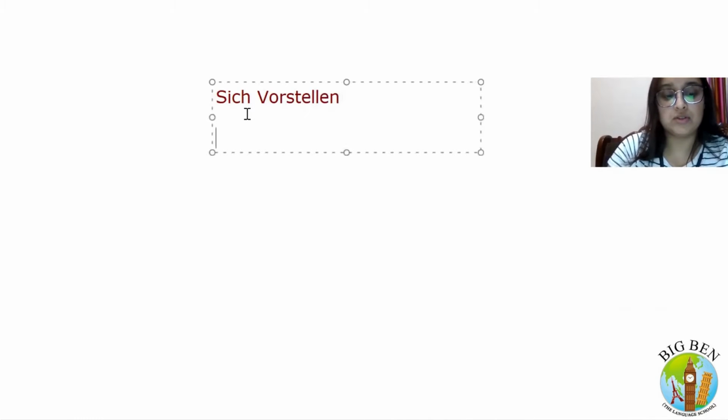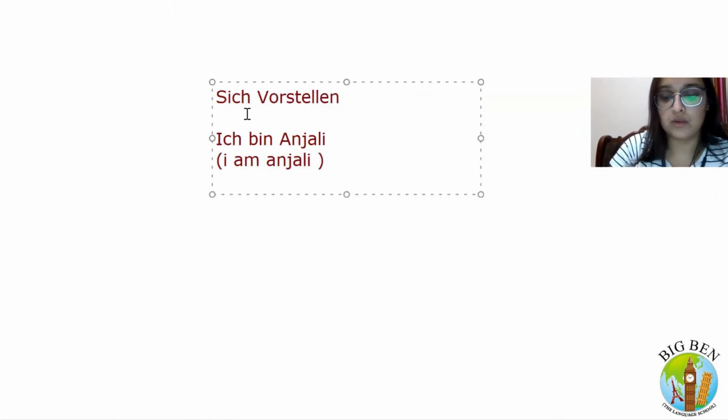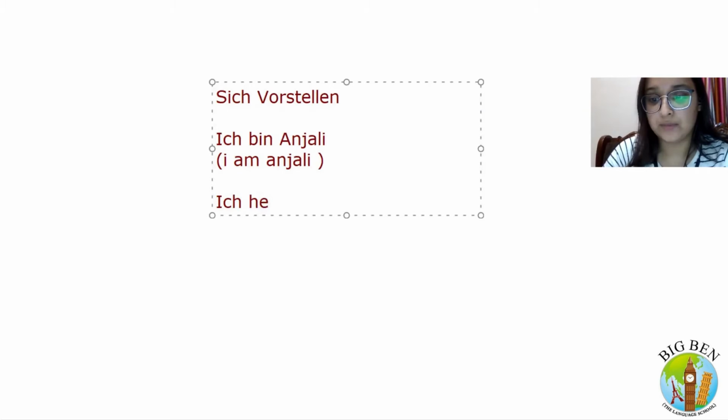Okay, so zum Beispiel, for example, if you want to say that I am Anjali, so I'm going to say Ich bin Anjali, which means I am Anjali. Okay, and the next way we can say that is Ich heiße Anjali.